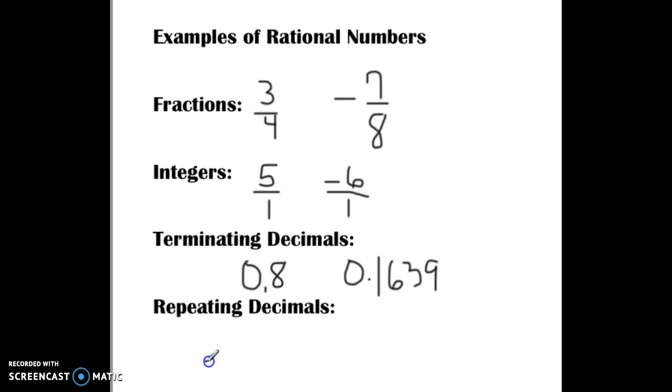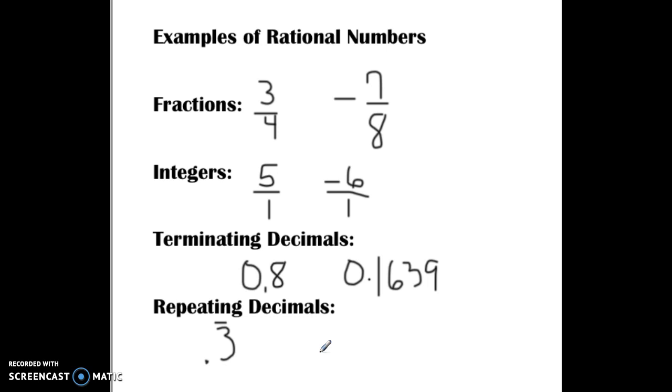If you get a repeater, like 0.3 repeating, in one of our other videos, we'll show you how to change that to a fraction, but you should recognize that as the fraction 1/3. It's a rational number because you can make it into a fraction. So fractions, integers, terminating decimals, and repeating decimals, all of those are examples of rational numbers. So you just have to kind of memorize those.